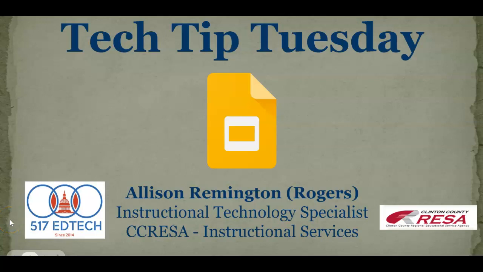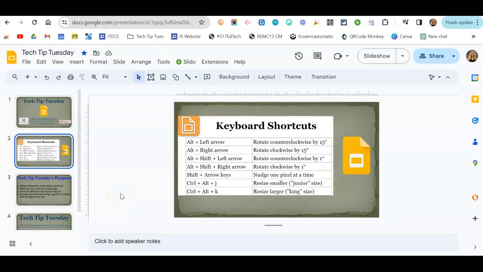I'm Allison Remington, Instructional Technology Specialist at Clinton County RESA, and today's Tech Tip Tuesday is going to focus on how to utilize Google Slides keyboard shortcuts to adjust images and text boxes. So here in my slide deck I have a couple of shortcuts that you can utilize with your keyboard. So basically a way to easily maneuver images or even text boxes are the following. So I'm going to use this little icon here to demonstrate.